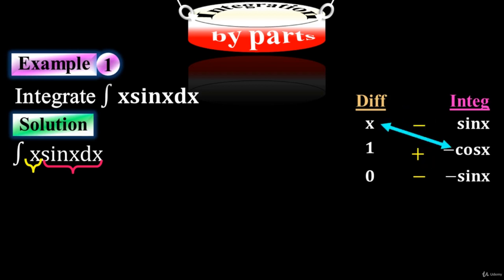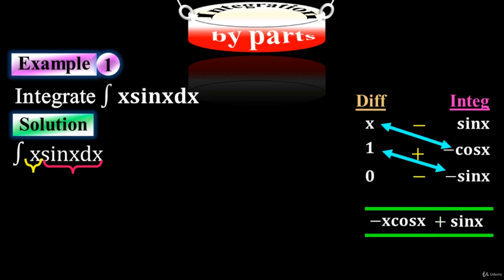Now take cross multiplication. So x times minus cos x is minus x cos x. 1 times minus sine x is plus sine x. Remember, we have 2 minus signs here. One is the extra one in front of minus sine x, so minus times minus will be plus, and therefore we have plus sine x. And this is the answer.